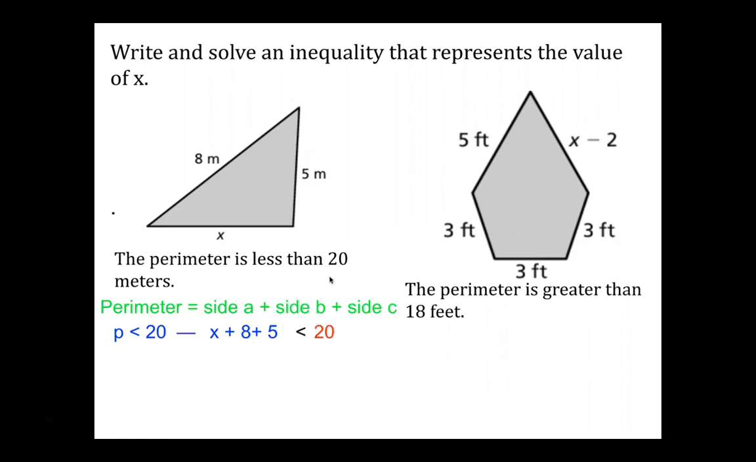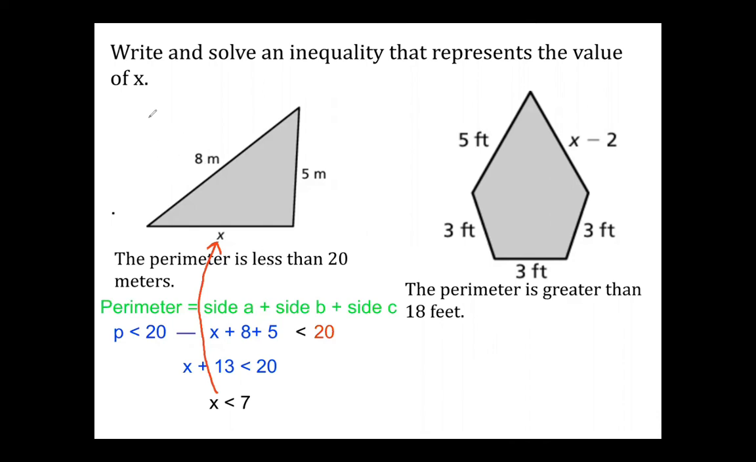And now that you have your inequality set up, go ahead and solve it for x. So 8 plus 5 would be 13. So you're left with x plus 13 is less than 20. And now you can isolate x by subtracting 13 from both sides, and you're left with x is less than 7. So your x value right here for this side length can be less than 7, and the perimeter will be less than 20.